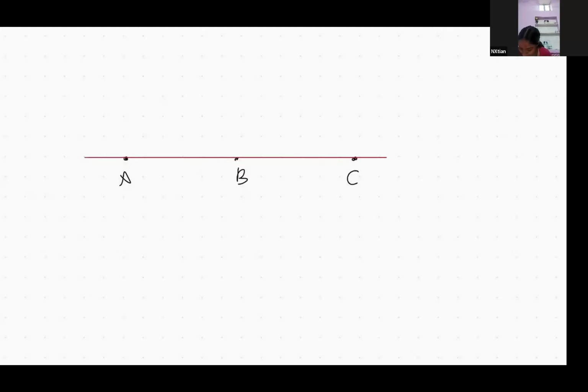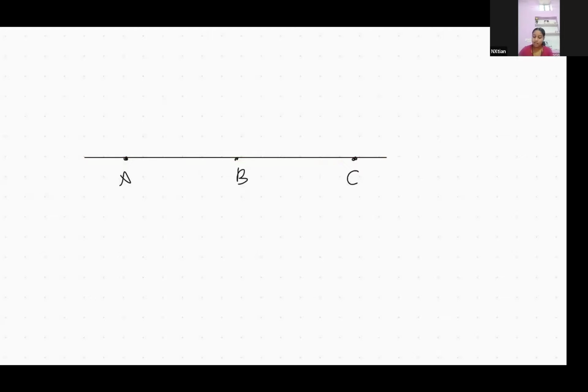One minute. Suppose I have 3 points, A, B, and C. Now I will make a line that passes through all of them, through A, B, and C. All of my points. Let's make it. So this is passing through A, B, and C.